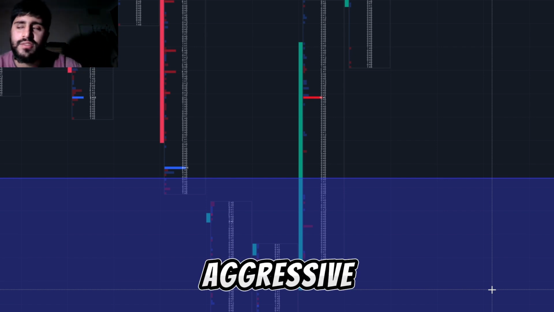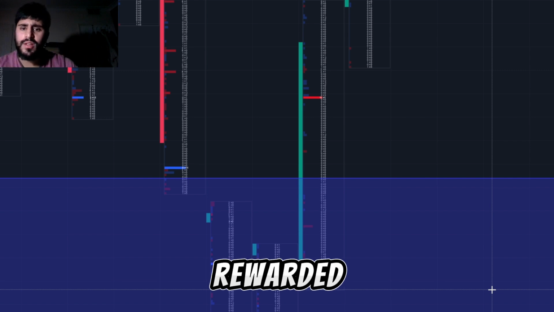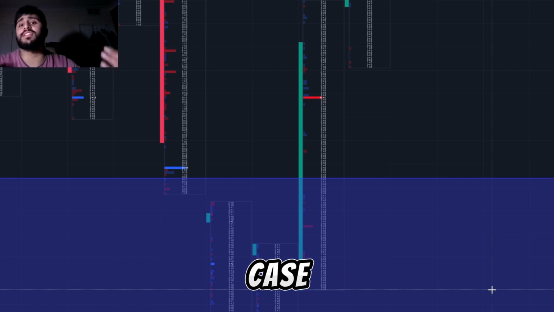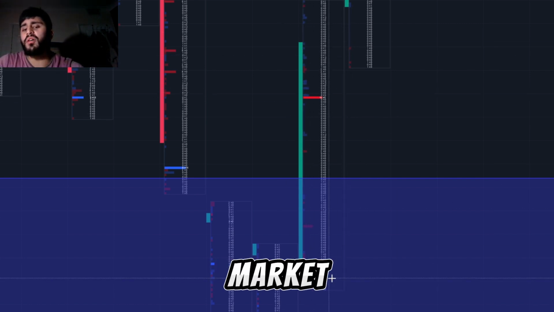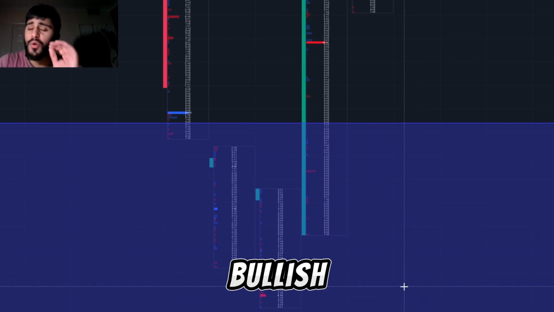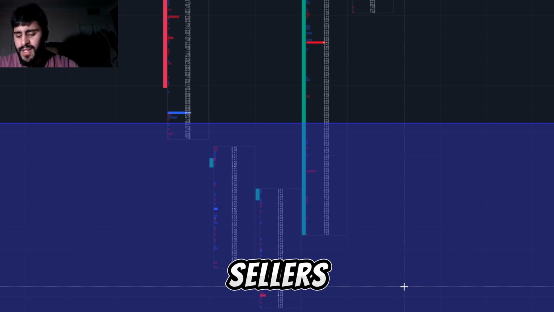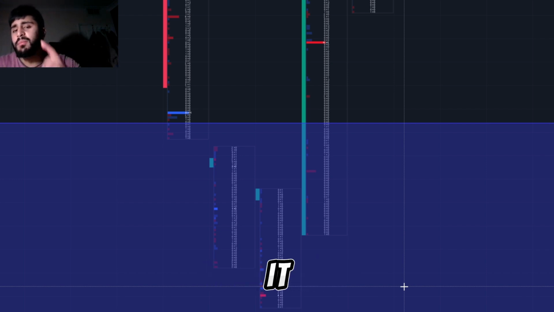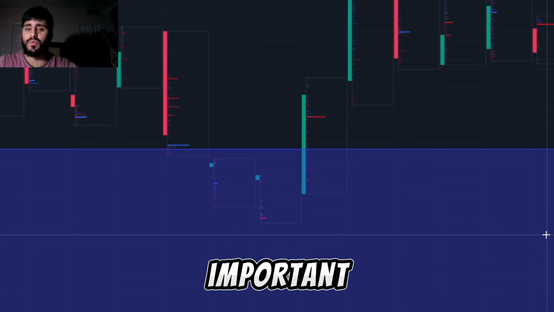So when you see aggressive sellers being present, you want to think of it as who is being rewarded and who is failing, who is trapped, who is struggling, right? In this case, the sellers are struggling because you see a huge seller over here, but the market is rejecting off a bullish fair value gap, heading higher despite sellers being present. So when aggressive sellers are present, but they're not rewarded, it means they're being absorbed by passive buyers, right? That's what's very important to understand.